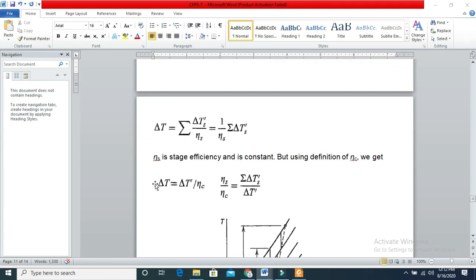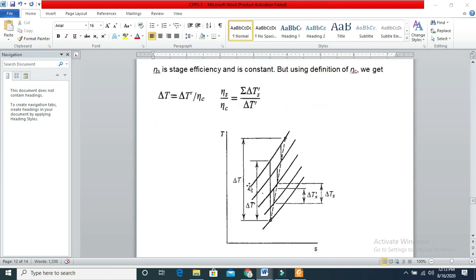From the previous topic we obtained this relation: the total actual temperature rise is equal to the total ideal temperature rise divided by the compressor isentropic efficiency. After solving these two, we will get a relation between the stage efficiency of a compressor and the overall efficiency of the compressor. You can see the different temperature differences in this figure.